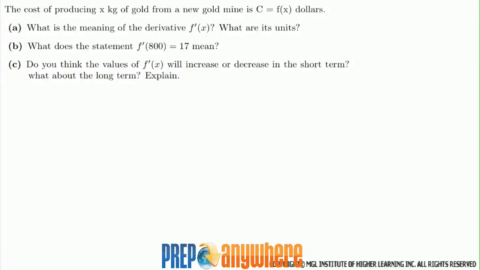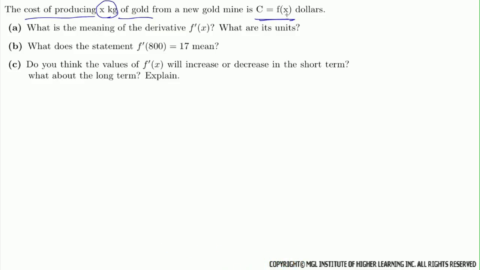Okay, look. The cost of producing X kilograms of gold is a function of the X kilograms. So it's a relationship between cost and the amount of gold. There's some kind of a relationship between cost and some amount of kilograms of gold.